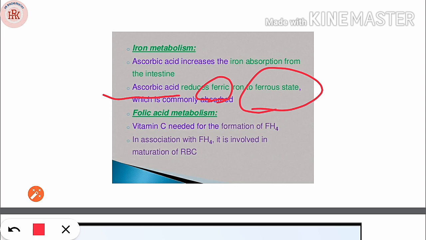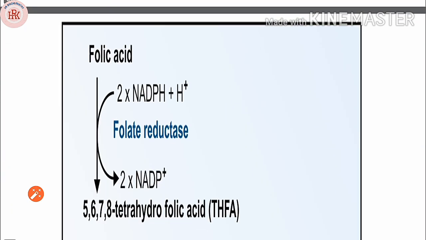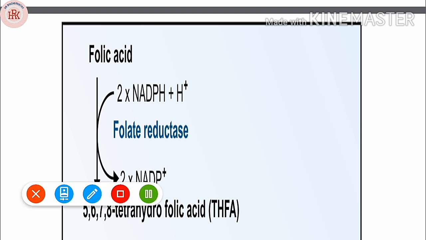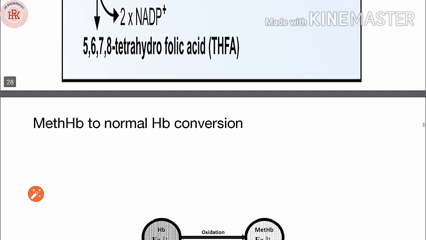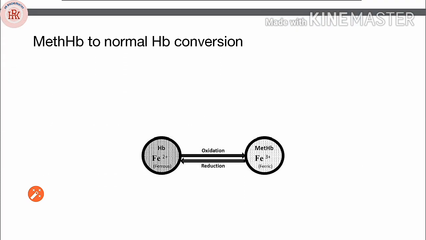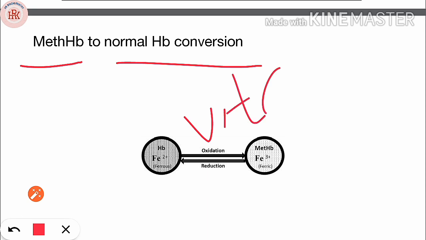Vitamin C also has a role in the formation of tetrahydrofolate. Folic acid is converted into tetrahydrofolate with the help of the folate reductase enzyme. This also requires vitamin C. Now next, what is methemoglobin? Normally, heme iron is present in the ferrous state. If this is converted into ferric form, then it forms methemoglobin. So this methemoglobin is converted to normal hemoglobin with the help of vitamin C.